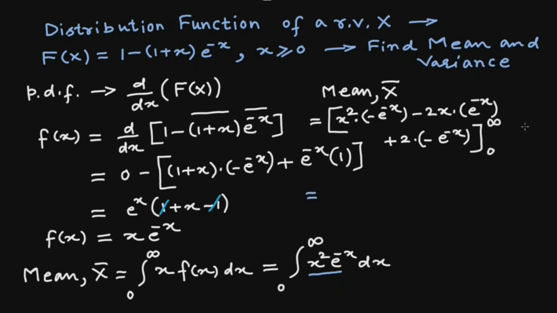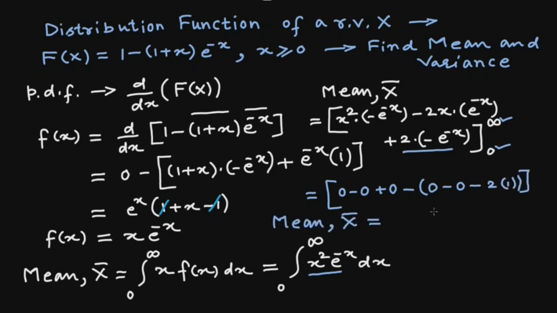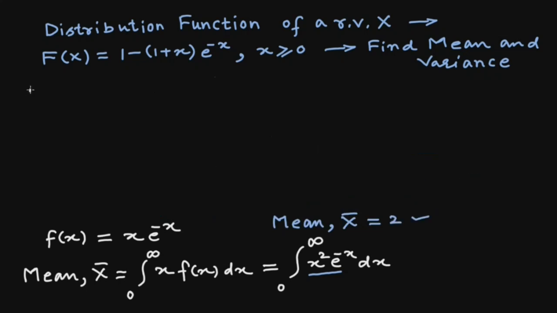This will be when we substitute x equals the higher limit infinity. Each of these terms will be 0 because 1 upon e raised to infinity, that is 1 upon infinity, will be 0, minus when we substitute x equals the lower limit 0, first two terms will be 0. In the third term it will be minus 2 e raised to 0, which is 1. Therefore mean x bar will be minus into minus, that is plus 2. So we got expectation E(x), which is the same as this mean or x bar, 2.